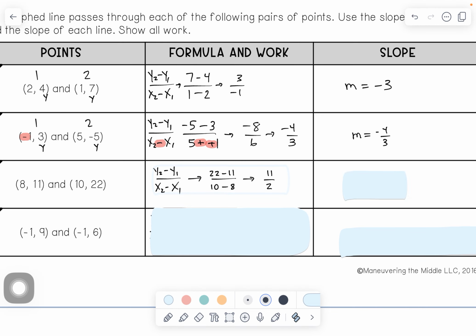All right, and we're back. Okay, so if you did the first one correctly, you would have got 22 minus 11 on top, 10 minus 8 on the bottom. That gives me 11/2. I can leave it as a fraction if I want. I can write it as a decimal.